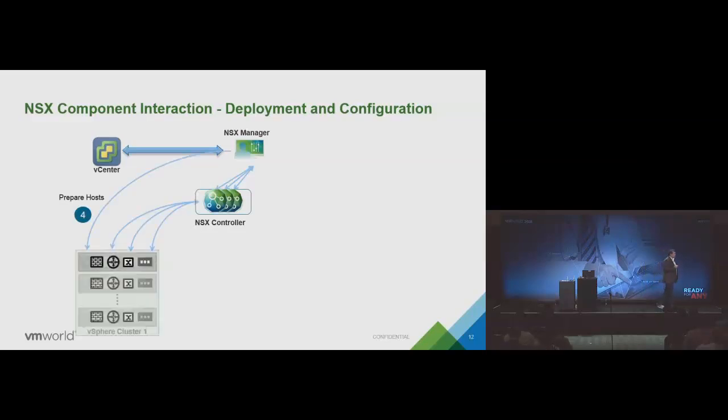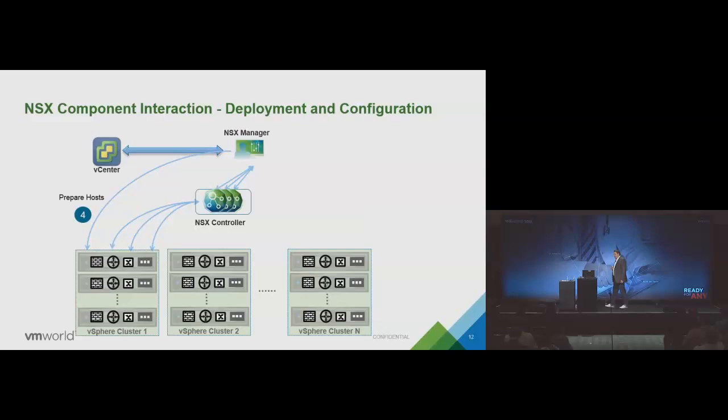Next, we'll actually start preparing the hosts. So we'll install those VIBs that I talked about earlier: the logical routing, logical switching, distributed firewalling, and all the user world agents to be able to communicate. So this isn't something you have to do manually. You don't have to go to every single host and say, okay, I've got to install these. It all installs directly through this NSX Manager. And we'll do that across all the different vSphere clusters.